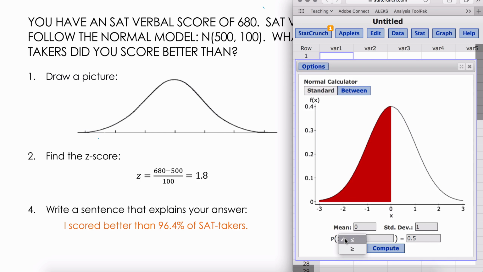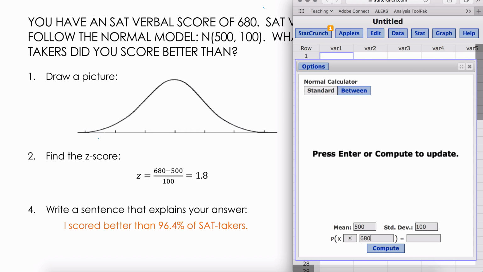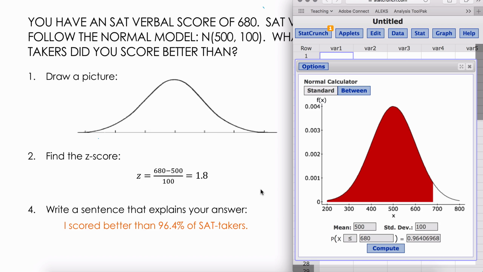So if I want to cheat or just check my work, notice I'm going to replace the mean with 500 and the standard deviation with 100, and I'm going to replace my z-score with 680. So it's very important that you're either using all standardized scores, which is 0, 1, and the z-score, or all raw scores, which is 500, 100, 680. But do notice that I do get the exact same value yet again, which is great. That's what we wanted.